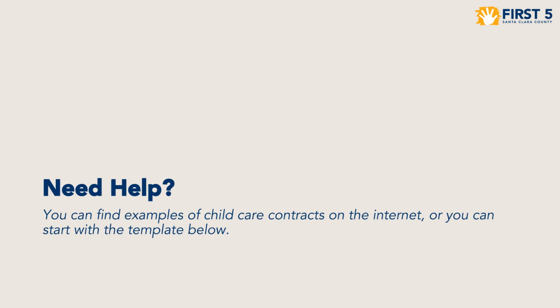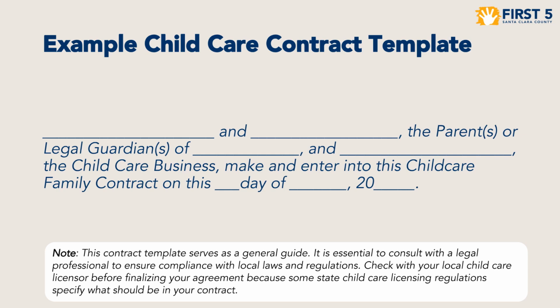Need help? You can find examples of child care contracts on the internet, or you can start with the following template. This template is also available in the guide that accompanies this tool. Note: this contract template serves as a general guide. It is essential to consult with a legal professional to ensure compliance with local laws and regulations. Check with your local child care licensor before finalizing your agreement, because some state child care licensing regulations specify what should be in your contract.